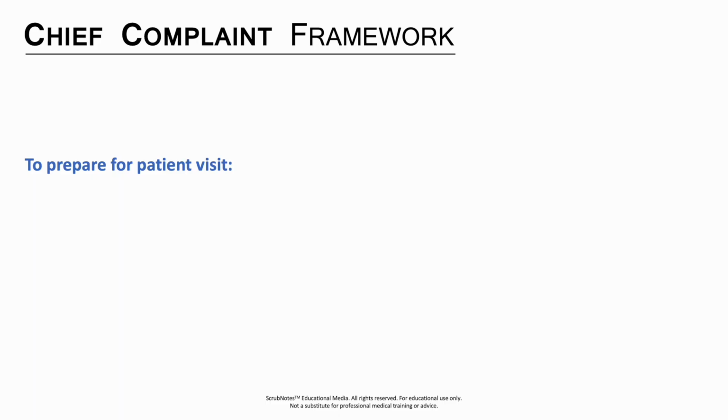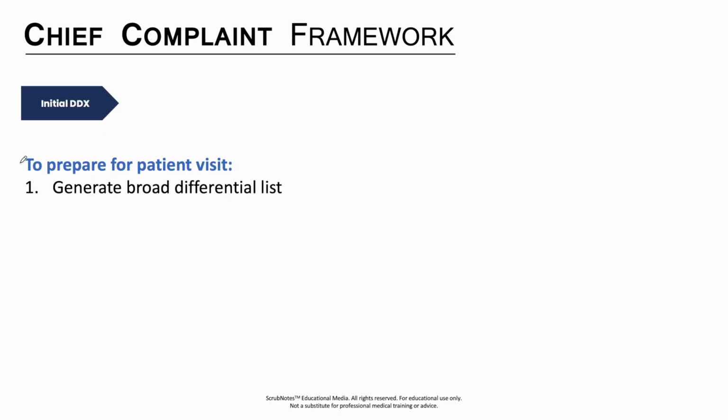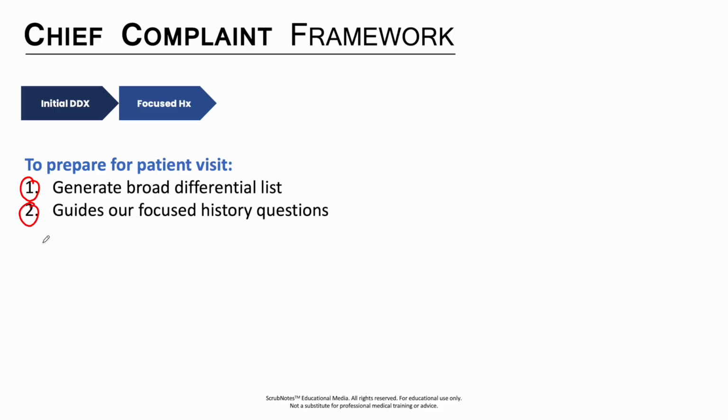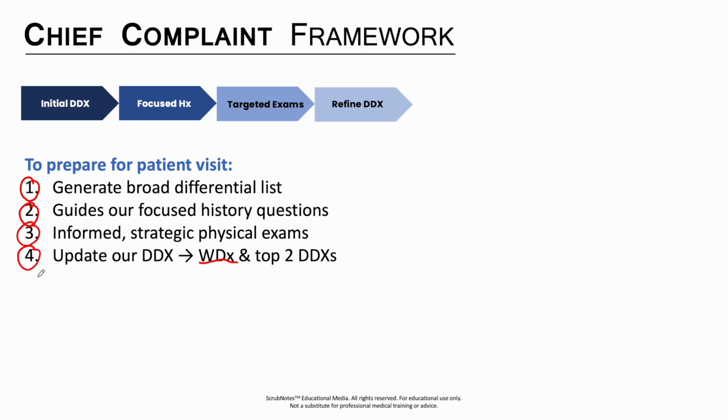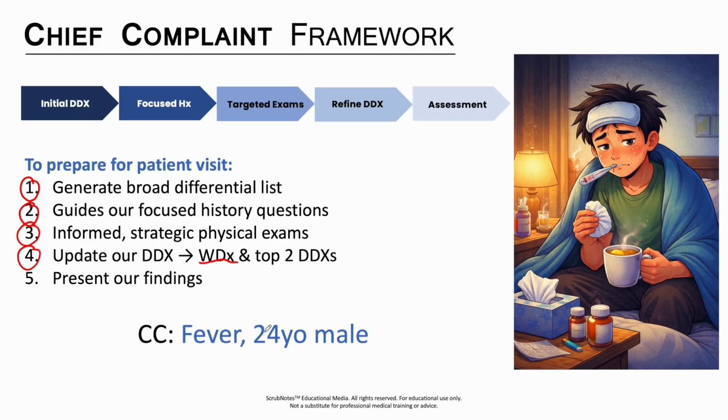Here's our ScrubNotes Chief Complaint framework. First, we generate a broad differential list. Second, we use focused history questions. Third, we have informed strategic physical exams that are targeted. Fourth, we update our DDX to have a working diagnosis and some top differentials. And last, we create an assessment to present our findings. So let's see how we can apply this to our case of a 24-year-old male who presents with a fever.